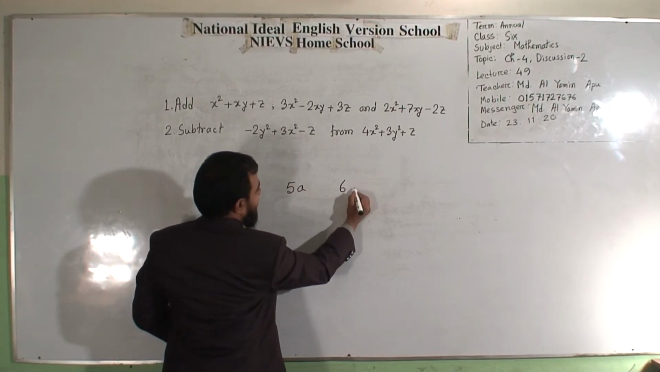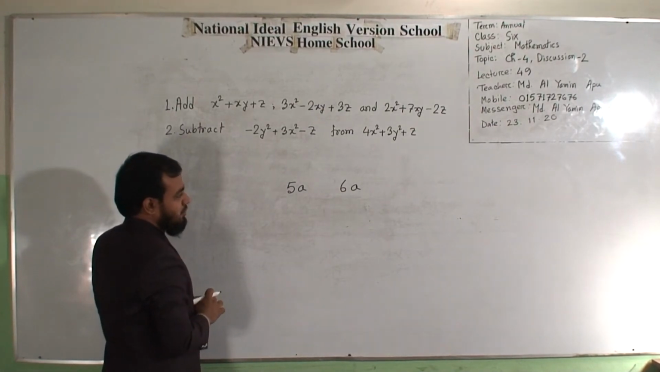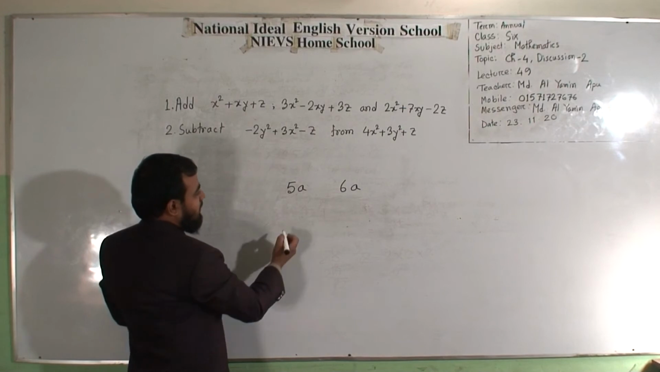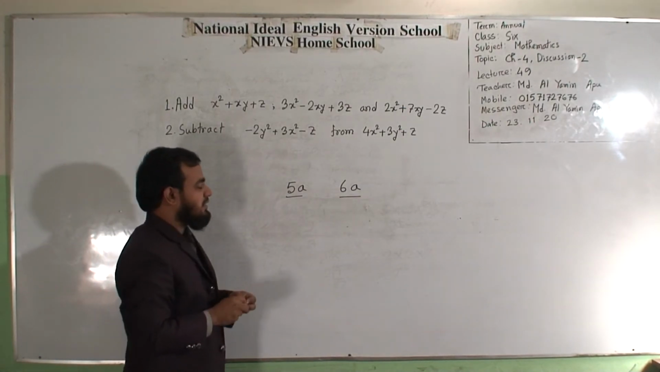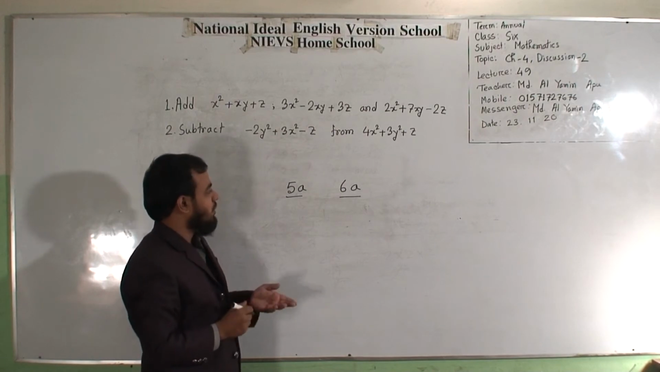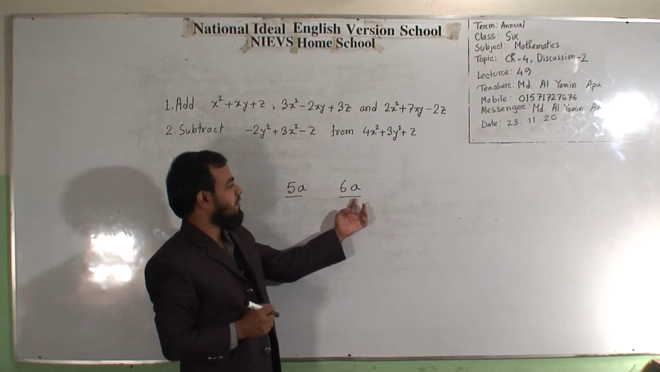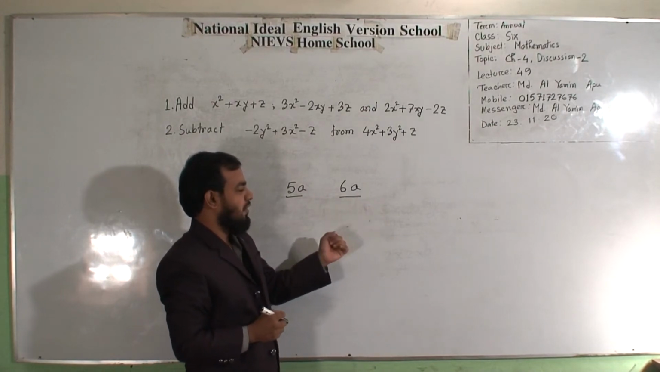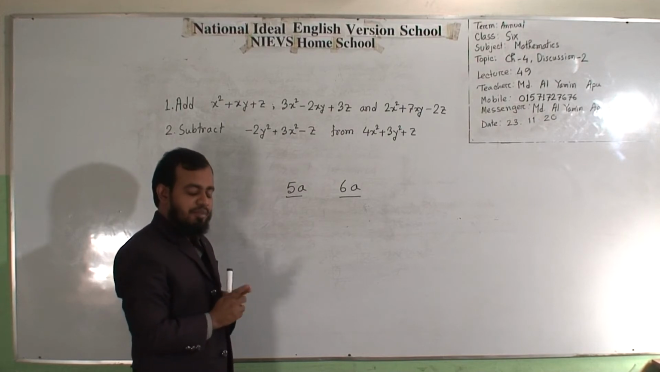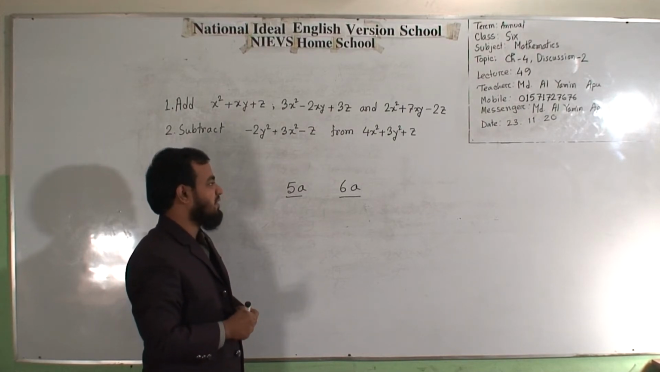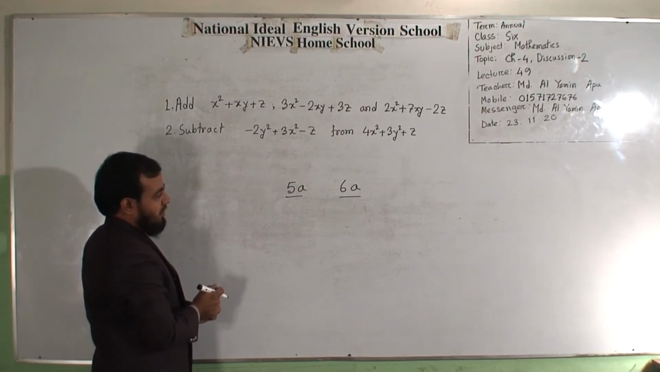Suppose 6a and 5a are two terms, two expressions. Then these two terms are called similar terms. Why? Because the variable here is a, and there the variable is also a. When the variables' base and power are the same, that means similar, then those two terms are called similar to each other.